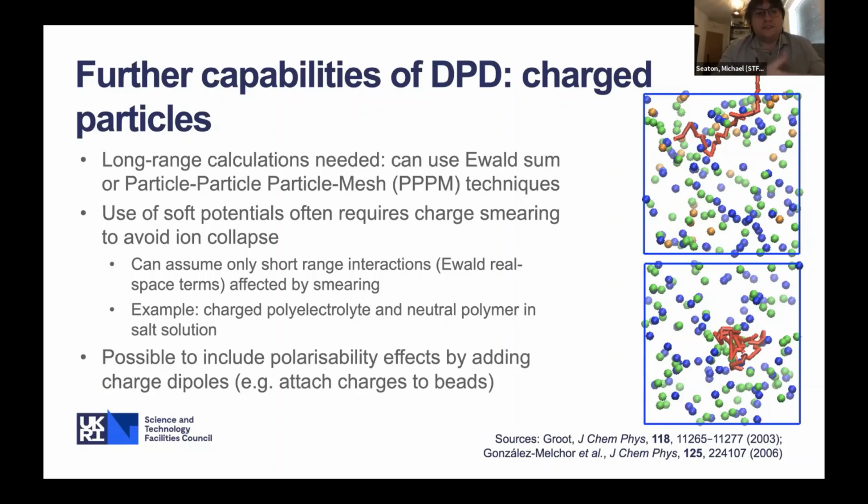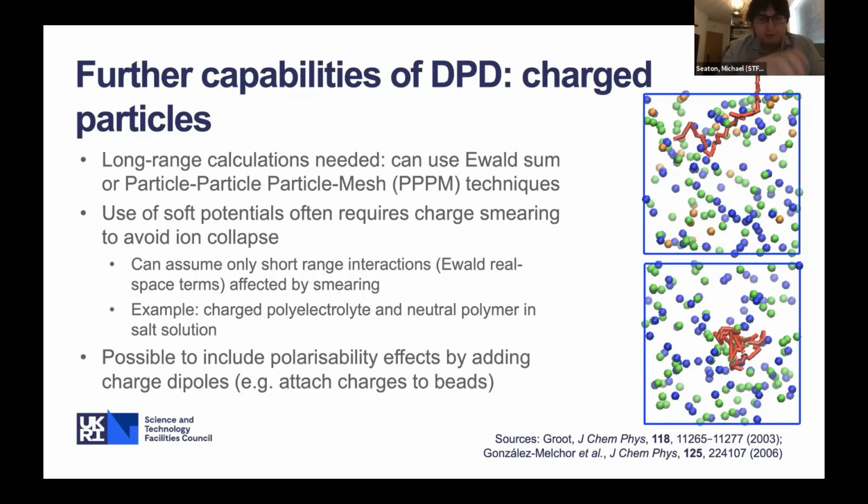And we can use various Ewald summation techniques or particle-particle-particle mesh techniques and all sorts of other kinds of Poisson solvers. However, one thing to note is that because we're typically using soft repulsive potentials between the beads other than for charges, there's a risk of opposite charges collapsing on top of each other because those repulsions may not be enough to keep the beads apart. So more often than not, we actually have to apply some kind of charge smearing to those charges to avoid these particles landing on top of each other and not being able to pull away.